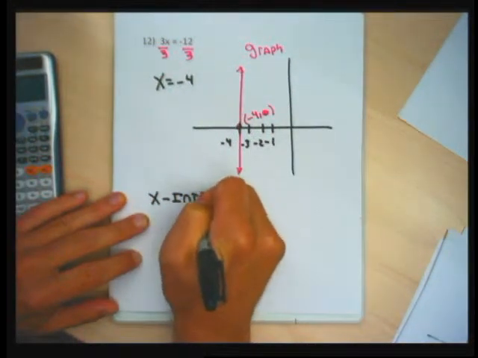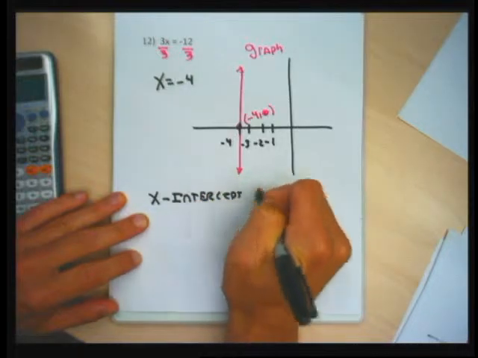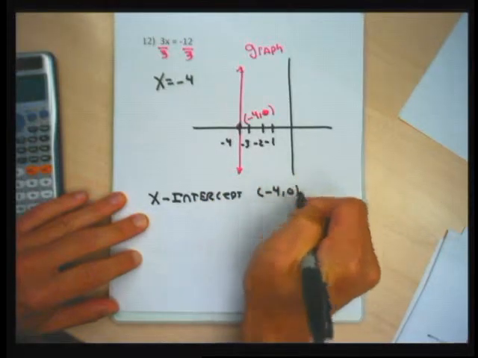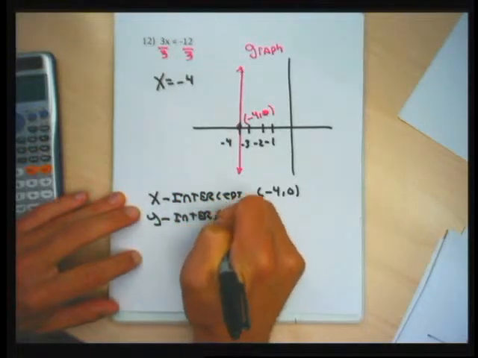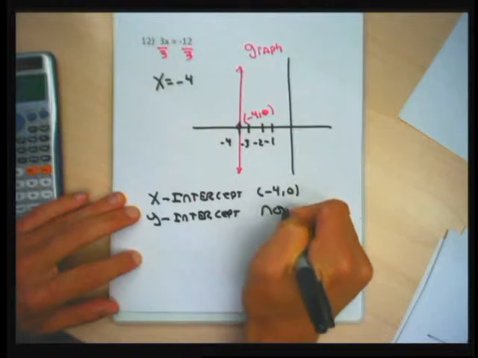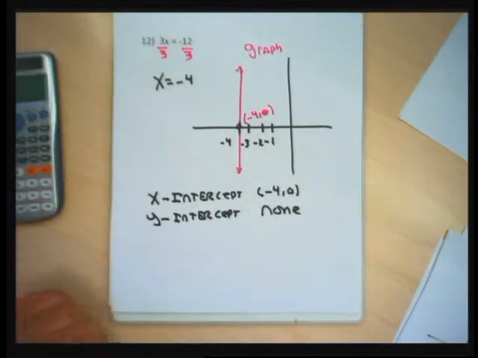The x-intercept is where the graph crosses the x-axis, which is at the point -4, 0. The y-intercept, there is none because this graph never crosses the y-axis. So that's everything there is for that problem.